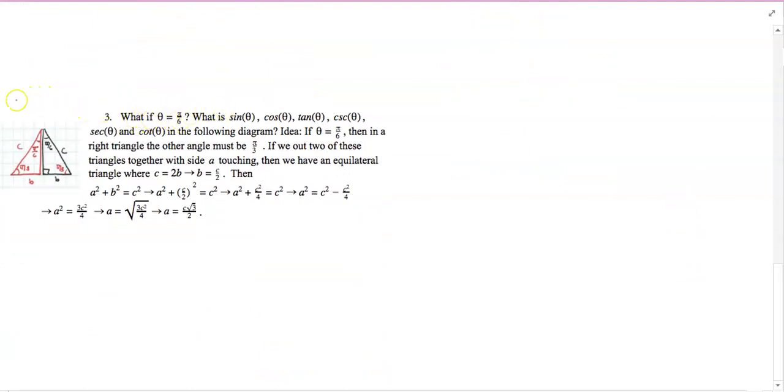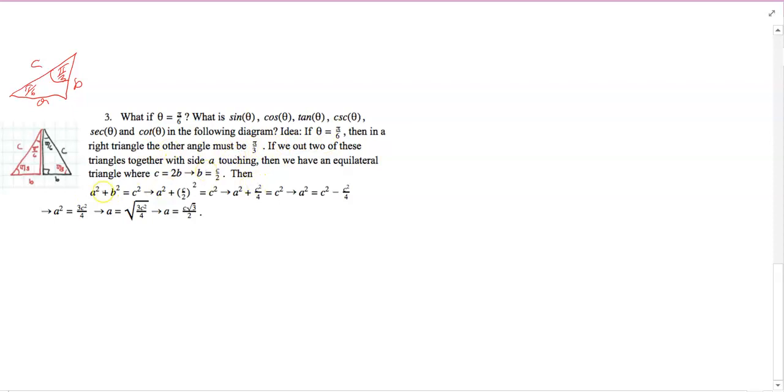This is a little bit more tricky. So if we have theta equal to pi over 6, the other angle is pi over 3. And if we label these sides A, B, C, as per usual, what we want to do here is something to help us work it through better. Place two of these triangles together, and so we have a side C. A side C becomes an equilateral triangle. So C is equal to 2B, so B is equal to C over 2.